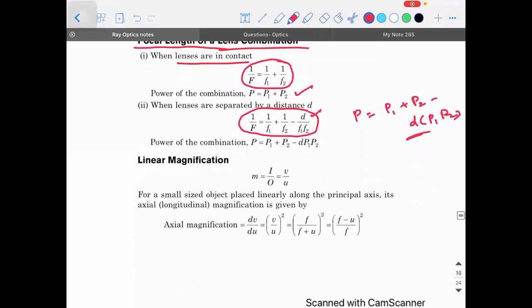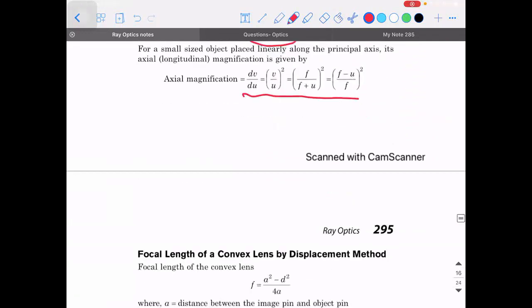Similarly, linear magnification is given as V by U. Axial magnification is dV by dU. In the case of a mirror, it was minus dV by dU. Here it is dV by dU.